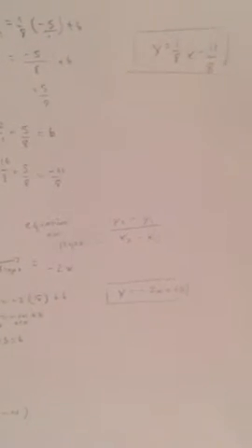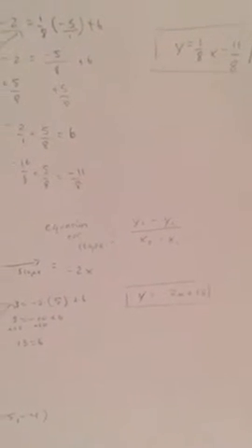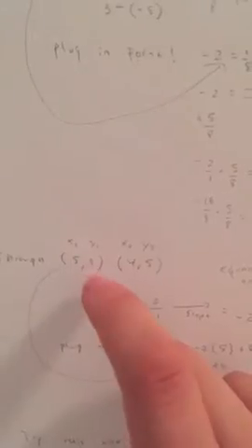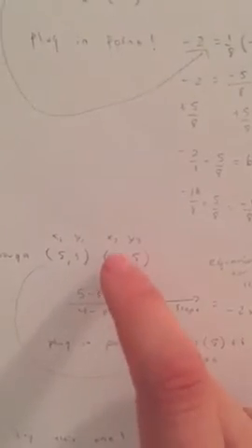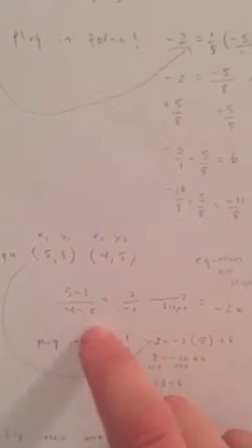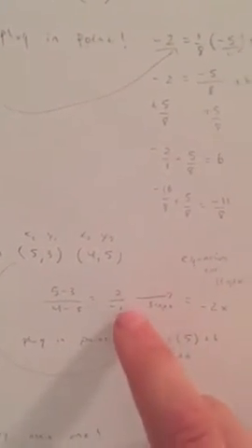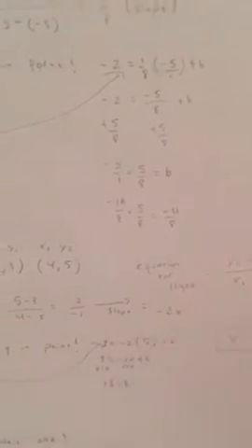Alright, let's do another example. You're given the points (5, 3) and (4, 5). First step, find slope: y2 minus y1 over x2 minus x1. You label this as x1, this is y1, this is x2, this is y2. So you plug in 5 minus 3 over 4 minus 5, equals 2 over -1. Slope is -2 because 2 over -1 is just equal to -2.